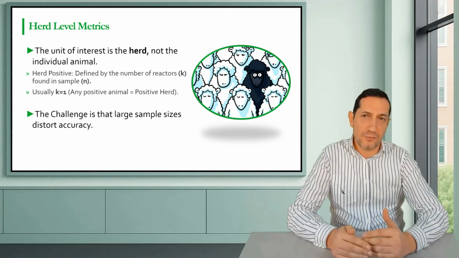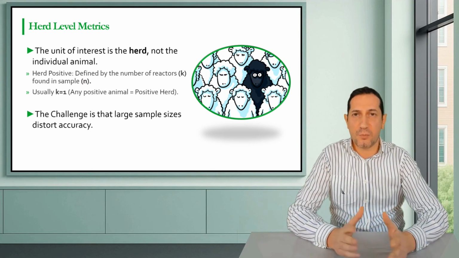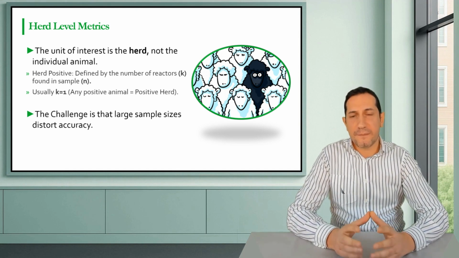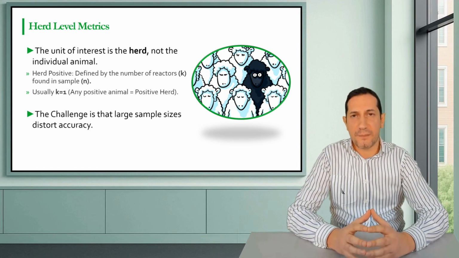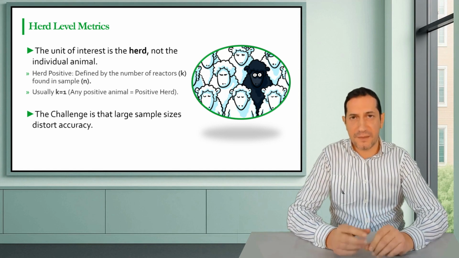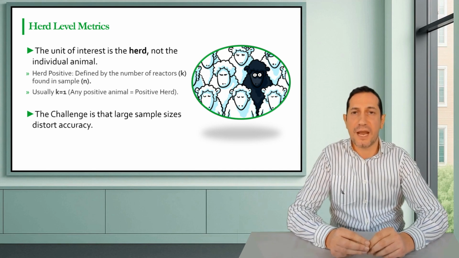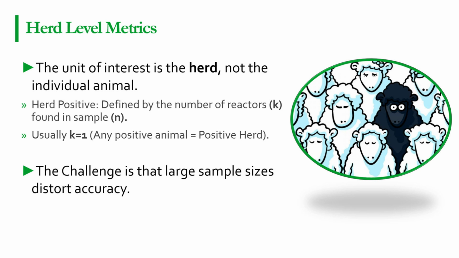We now shift our focus to herd-level testing. In surveillance, we often test a sample of animals to determine the status of the entire herd. The definition of a positive herd is arbitrary, but the standard rule is called K equals 1. This means if we find a single positive animal, we classify the entire herd as infected. While this sounds logical, it creates a statistical problem.